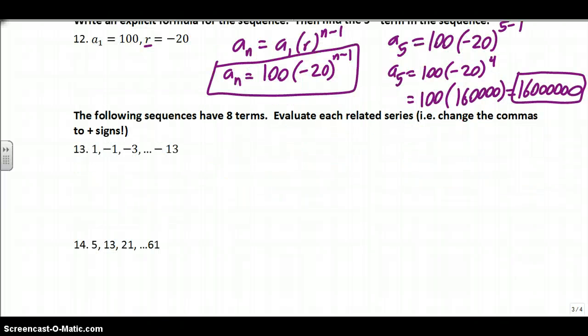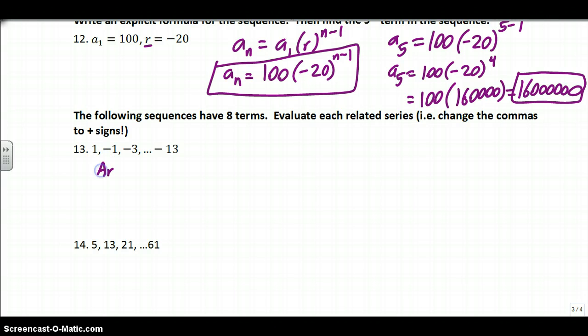The following sequences have 8 terms. Evaluate each related series. We just need to know is it geometric or arithmetic, right? Well, 1 to -1, I would have to subtract 2. I would have to subtract 2 again, so this has to be arithmetic. There's no other way. Otherwise, I'd be multiplying by -1. Well, that wouldn't get anywhere, okay?